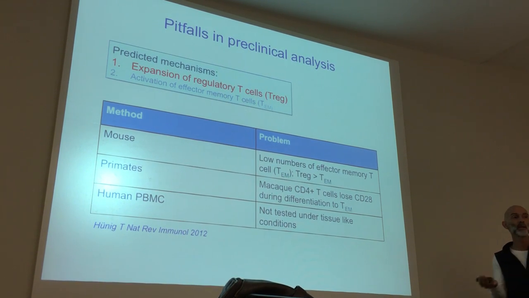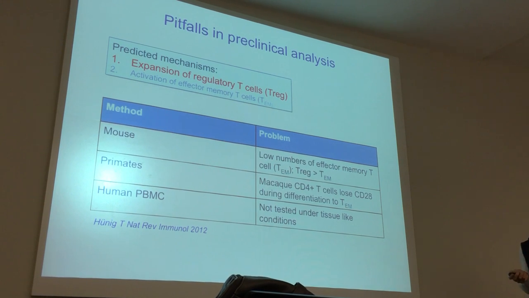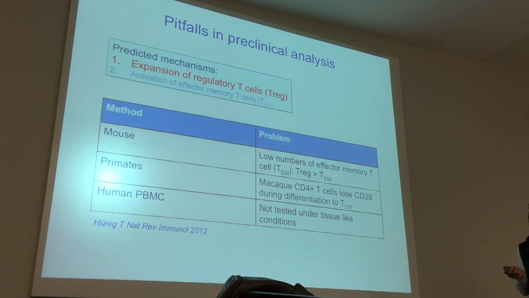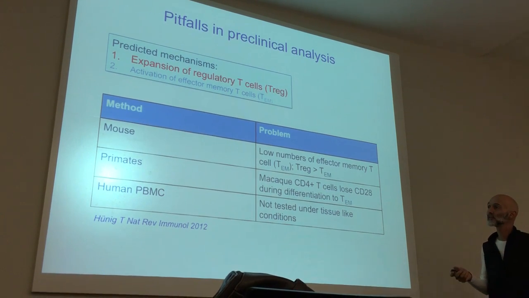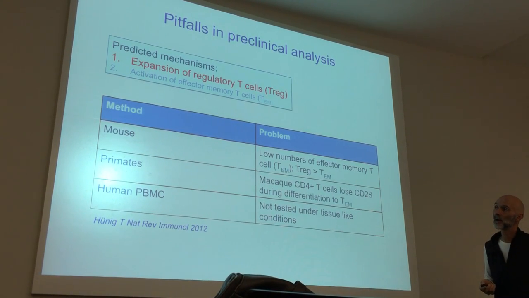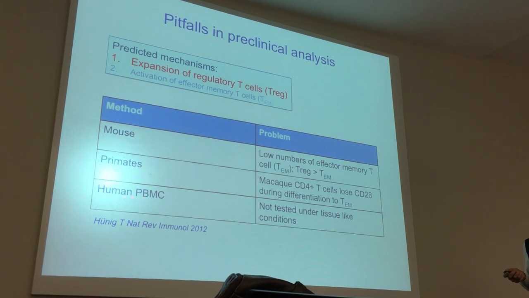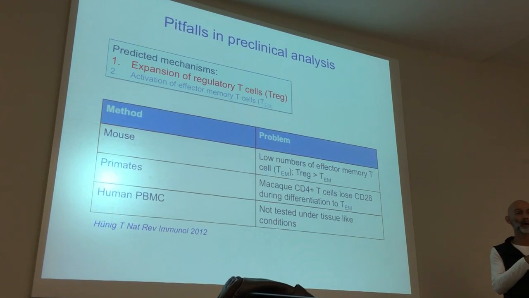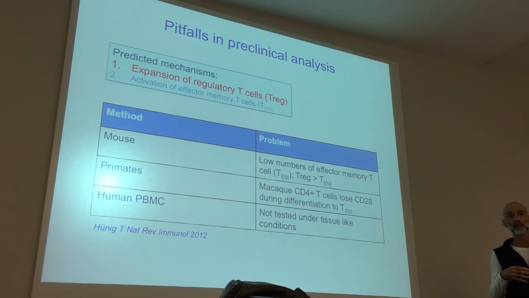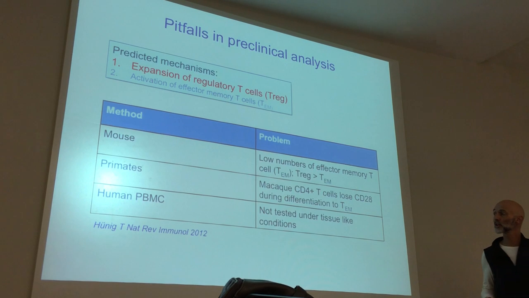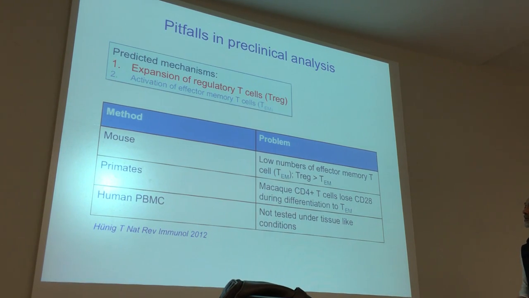These T cells you would only see in a really wild type mouse outside in nature, but not under these inbred strains. And this was the reason that they didn't observe any safety signals in the mice tested with this compound. The second problem, that they even went to monkeys, but CD4 T cells downregulate the CD28 molecules as soon as they differentiate in monkeys to effector memory T cells, and therefore they couldn't detect any effect.